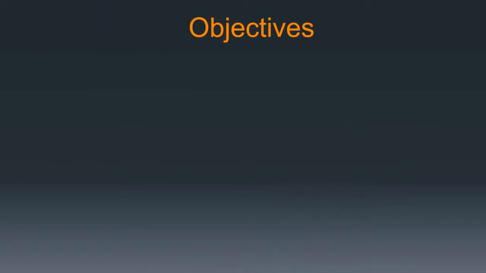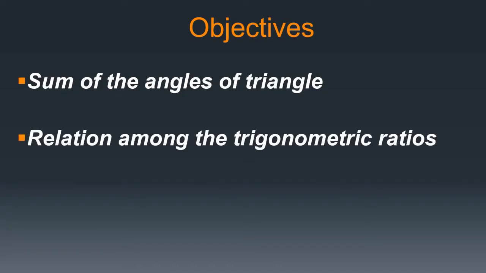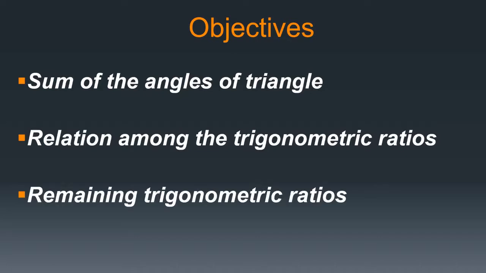We will see about the objectives of today's class. First, sum of the angles of triangle. Second objective is the relation among the trigonometric ratios. Third is the remaining trigonometric ratios and again their relation.